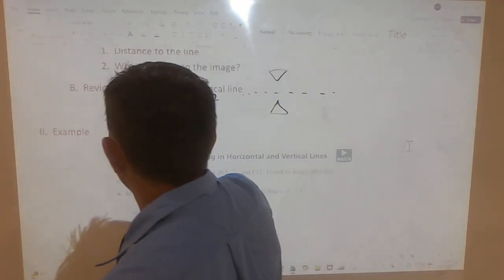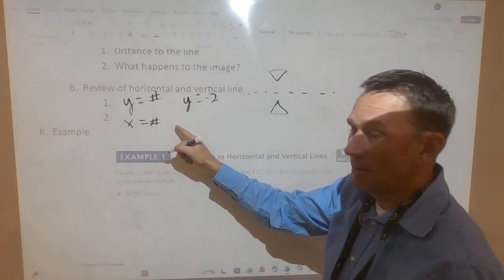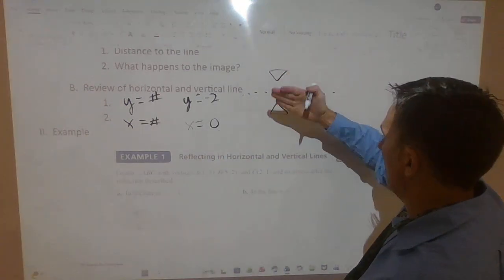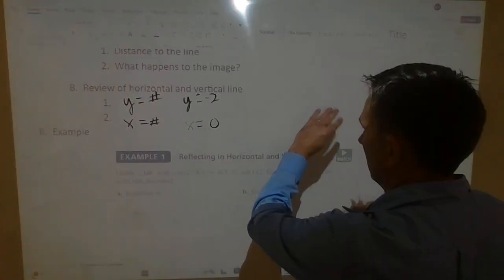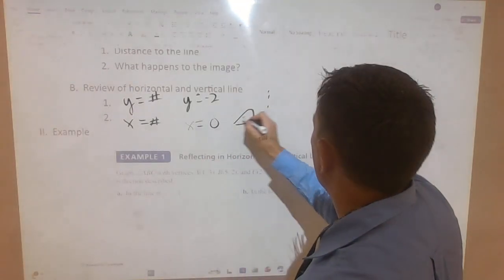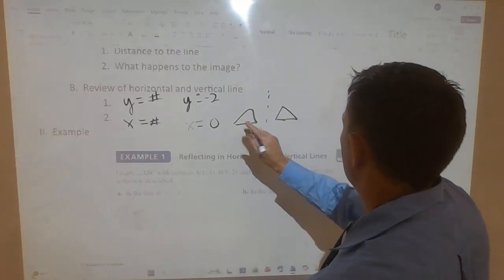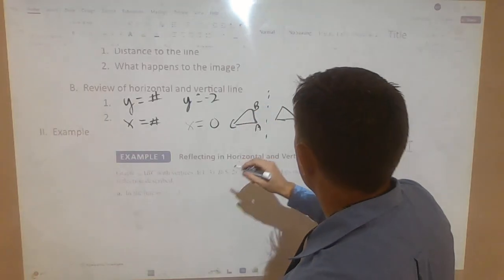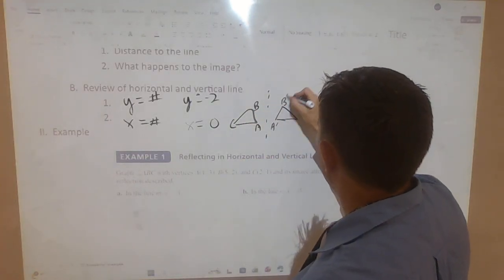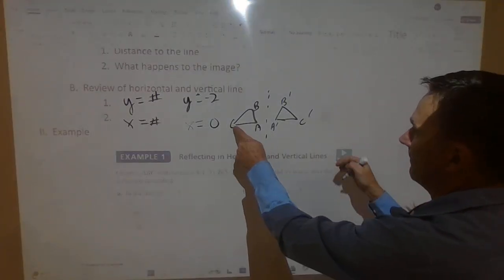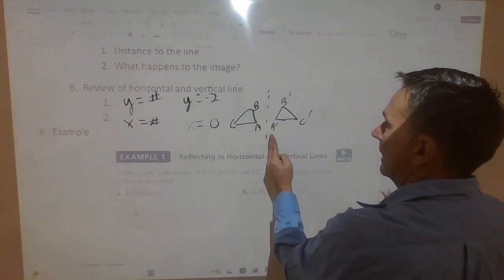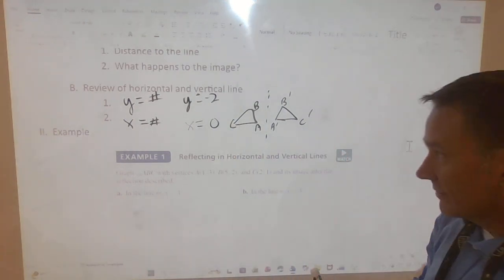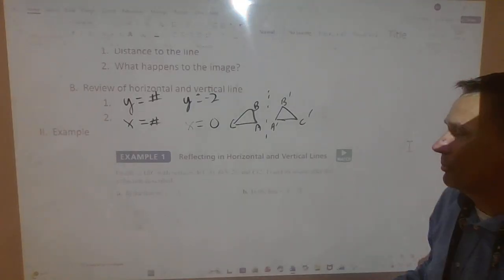A vertical line is x equals some number, like x equals 0, for instance. So instead of flipping up and down, it's going to flip left and right across it. Something like this. And if we call this A, B, and C, this will now be A prime, B prime, and C prime. The farther away from that line of reflection, the farther it will be over here as well. So we're going to be looking at some of these and showing how these reflections operate.